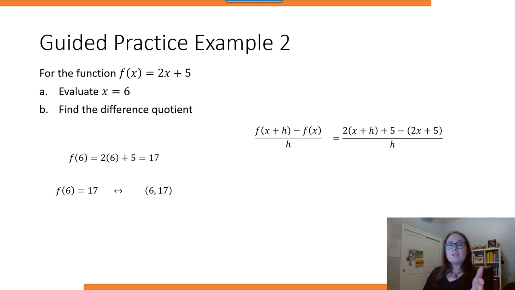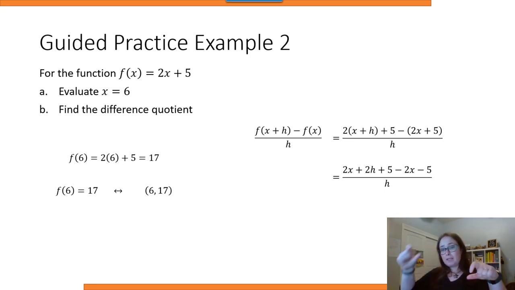So I'm going to start by distributing to get rid of all the parentheses. So the 2 gets distributed and the negative gets distributed. So I end up with 2x plus 2h plus 5 minus 2x minus 5. So I can see I got a 2x minus 2x. Those will cancel out. I have a 5 minus 5. Okay, this is the kind of thing you want to see when you're doing the difference quotient, is at least a little bit of cancellation. So the only thing that doesn't cancel on the top is 2h. And I end up with 2h over h. The h's reduce, and I get just 2. So the difference quotient for this particular function is 2.